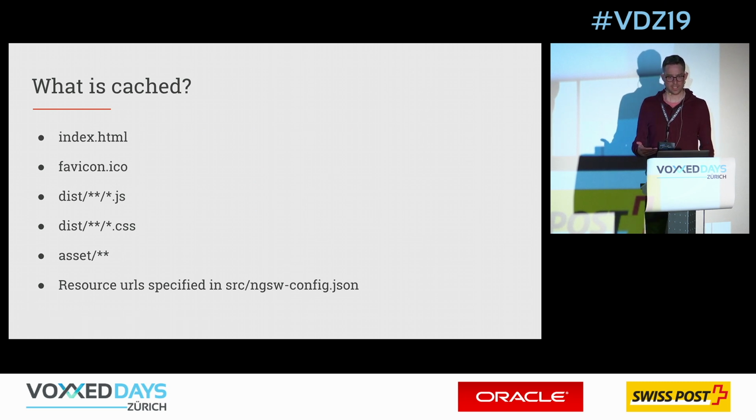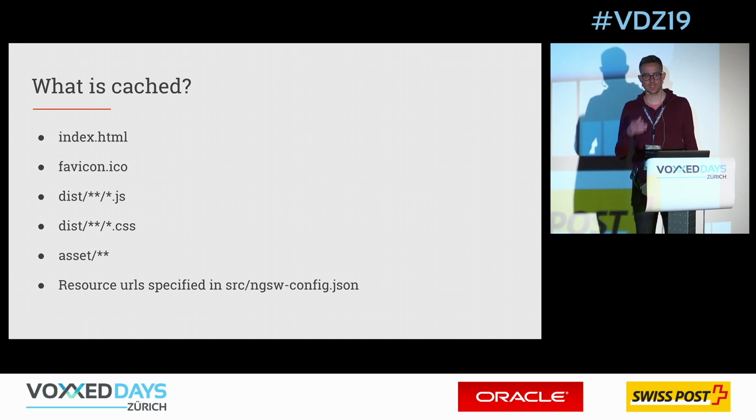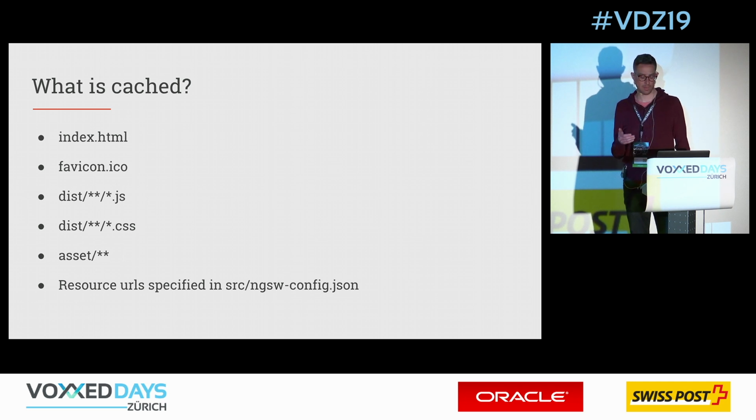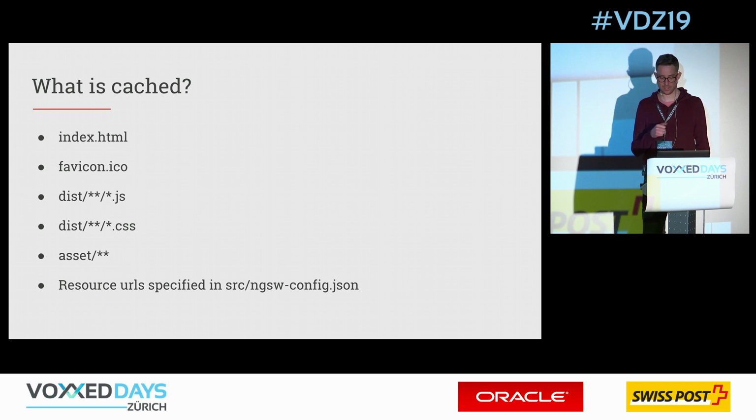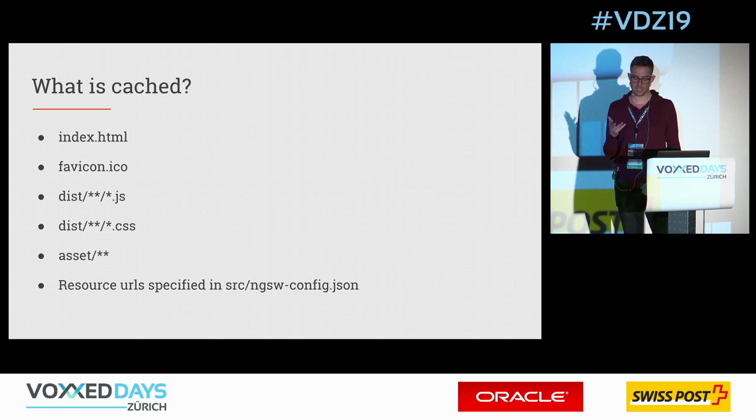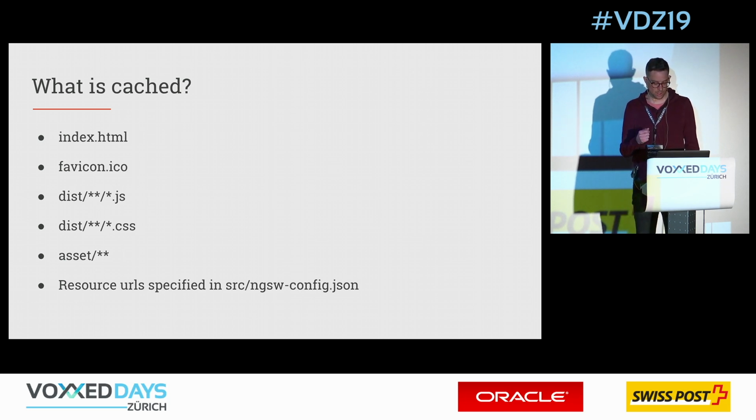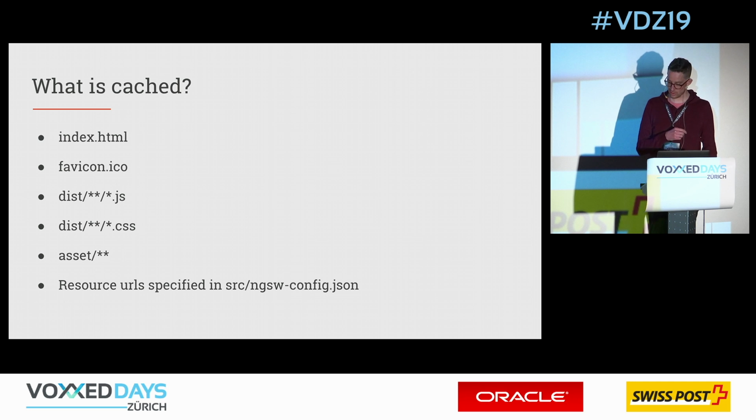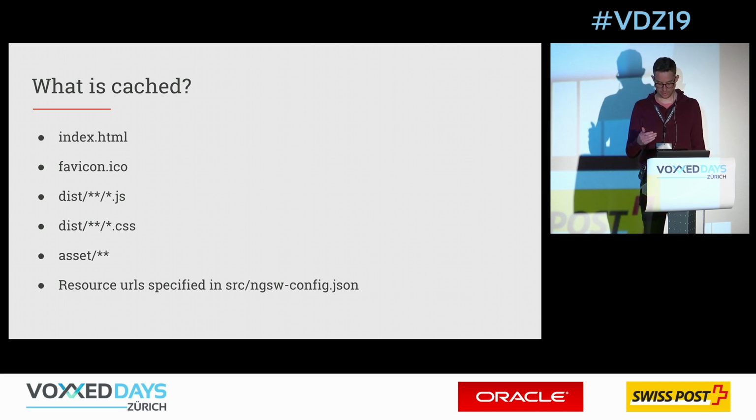So what exactly is cached, right? And this is all configured in the ngsw-config.json. By default, out of the box, when you ng add the PWA module for Angular, we're going to cache our HTML file, so that's the index.html. We're going to cache our favicon, and then we're going to cache all of our JavaScript and CSS that's generated by Webpack. We're also going to cache any files that you have in the assets directory, as well as any resource URLs that you can specify. And those are completely customizable, and you can add resource URLs as your application needs.